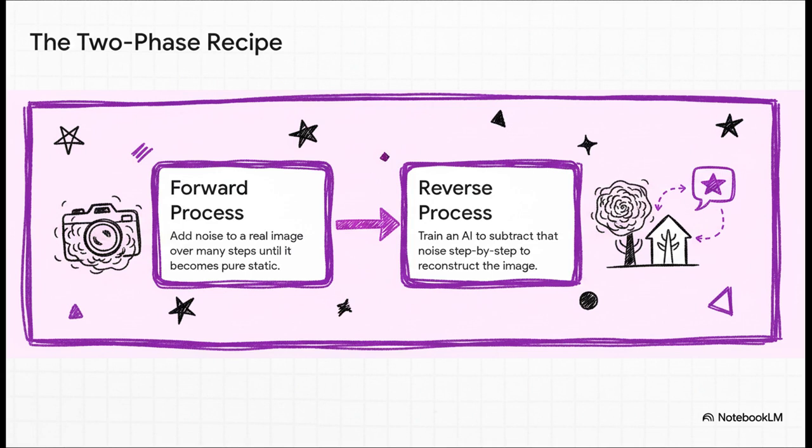This is where the AI comes in. We train it to look at that noisy mess and predict exactly what noise was added so it can subtract it. It learns to do this step by step to rebuild the original image. It's kind of nuts when you think about it. The AI learns how to create by first mastering how to destroy.